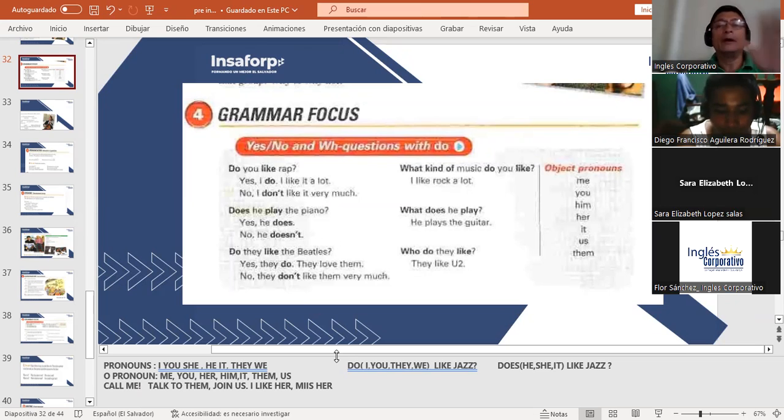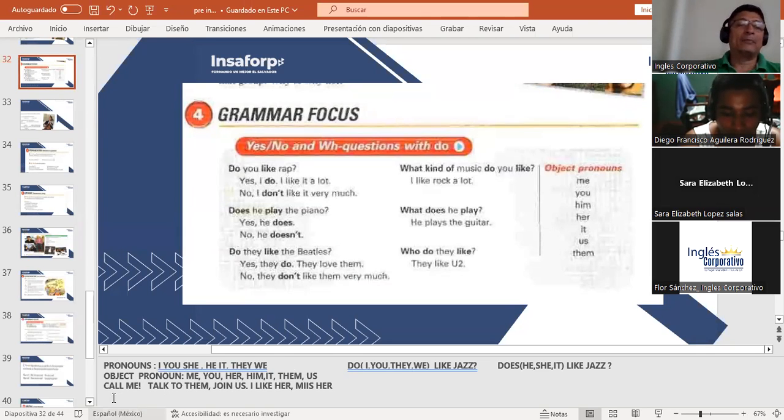Okay. Well, just to review the class, look down, and here we have the pronouns. We have I, you, she, he, it, they, and we. Every pronoun has an object pronoun. For I is me, for you is you, for she is her, for he is him, for it is it, for they is them, and for we is us. Okay? Example: Call me. Talk to them. Join us. I like her. I miss her. Okay? Good.